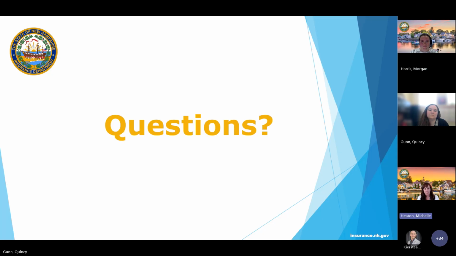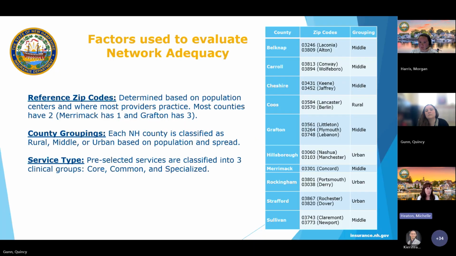Okay, on the slide about center of population zip codes, you have a table for the zip codes. When should we use those zip codes? When we're measuring time and distance, we're measuring it from these zip codes to where the provider is located. A good example is Grafton: you would not have to meet the time and distance standards for all of the covered people in Grafton. You only have to meet them with respect to these reference zip codes. And if you know the geography of Grafton, these are three very different areas, so the time and distance is going to incorporate most of those areas.